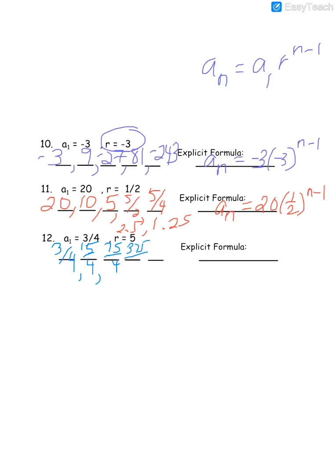375/4. 1875/4. There's a lot going on there. So let's say you didn't want it, let's say you wrote it in decimals. So you wrote 3/4. So this is 3.75. This is 75/4, which is 18.75.